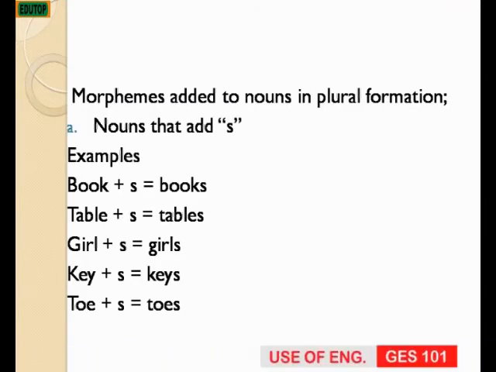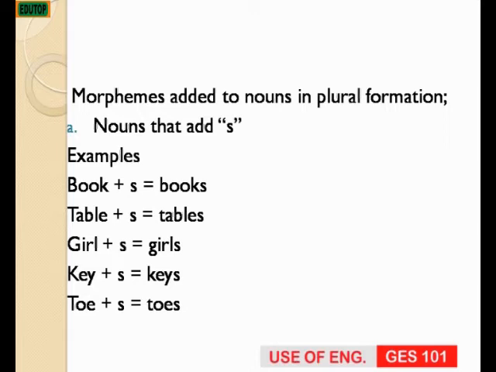Let us consider morphemes that are added to nouns in plural formation. I have mentioned plural formation in the other slide, and I said most times in plural formation you add s. Here we are going to see how we can add morphemes to nouns in order to make those nouns plurals. The first one we are going to discuss is the nouns that add s to form their plural.